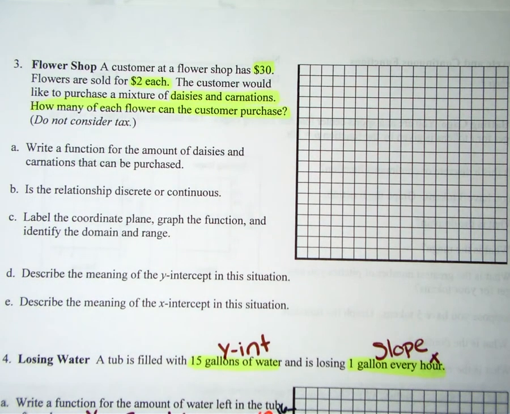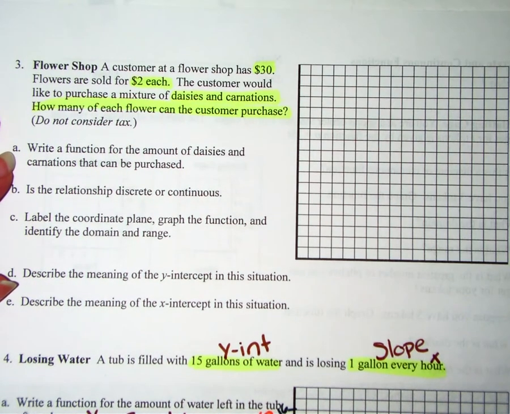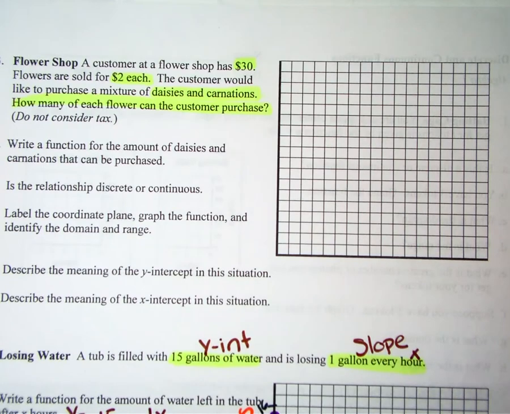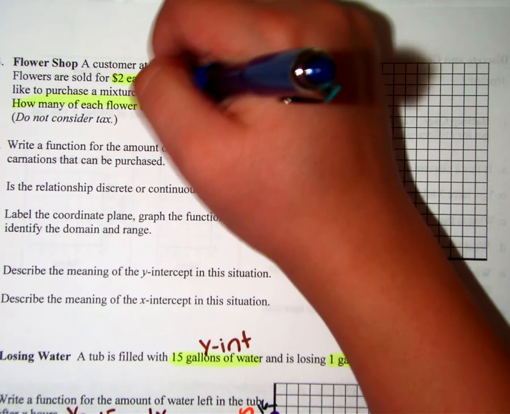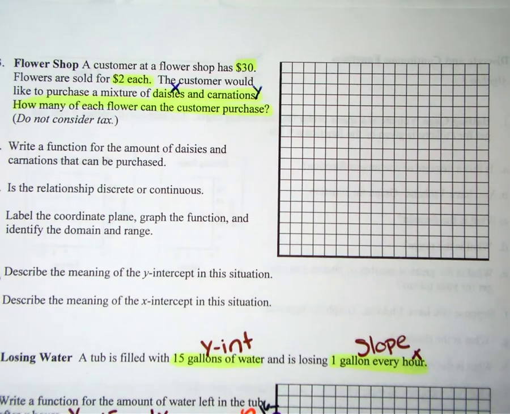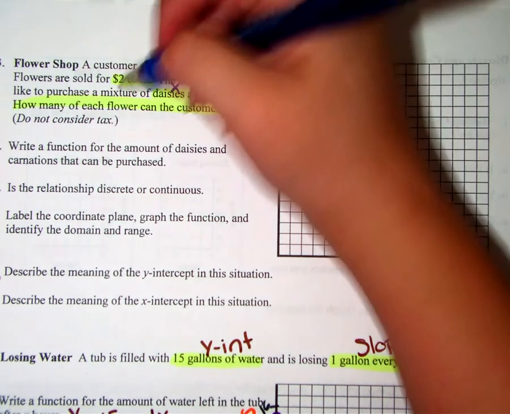How many of each flower can the customer purchase? So part A, write a function of the amount of daisies and carnations that can be purchased. Well, first we need to decide what do we want to call daisies and what do we want to call carnations. We can call them D and C, but let's use X and Y because that's what we're more familiar with. So let's make daisies X. So I'm going to put an X above daisies, and then above carnations I'm going to put a Y. So how much is one daisy? And how much is one carnation? Because it's $2 each. Good.